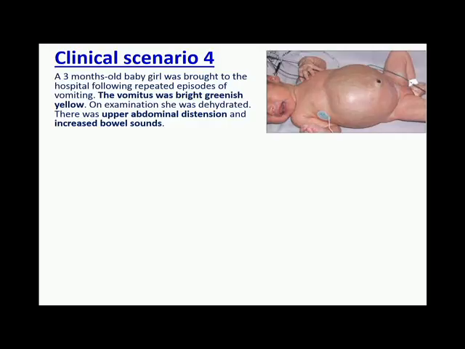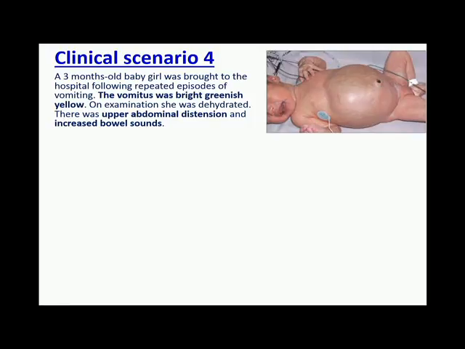The next one: this baby was brought to the hospital following repeated episodes of vomiting. The vomitus was bright greenish yellow. So it's green-colored vomitus. Now, last week I gave a case which I didn't have time to discuss. That baby had non-bilious vomiting. This vomitus was bright greenish yellow, which indicates bile, since green is usually due to bile. So this baby is vomiting bile. Last week's case was not vomiting bile.